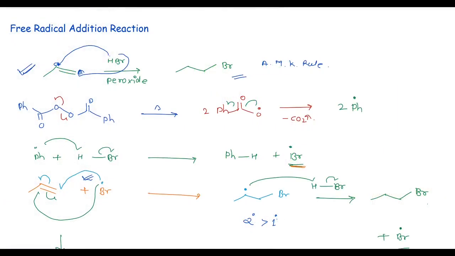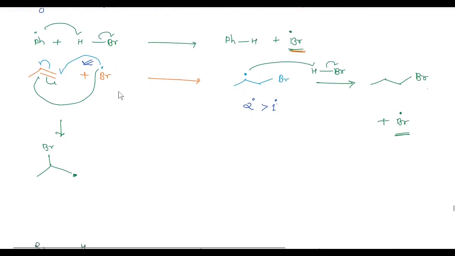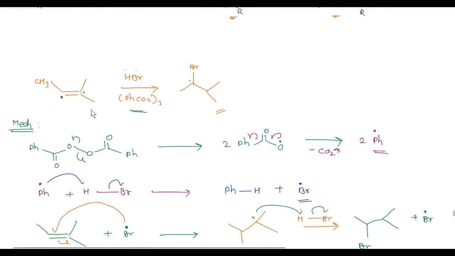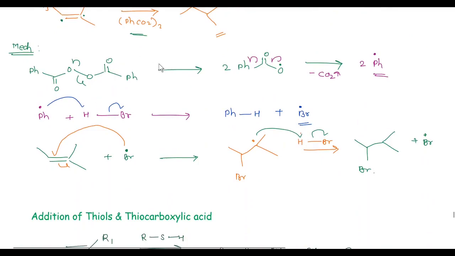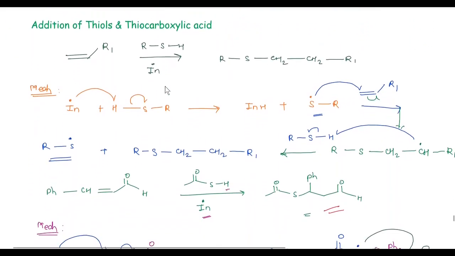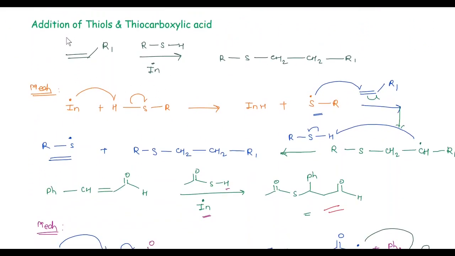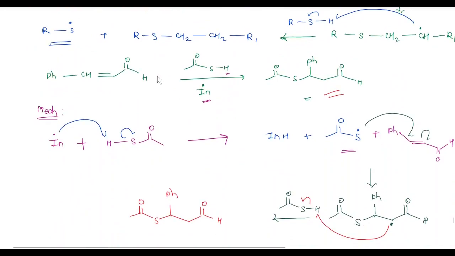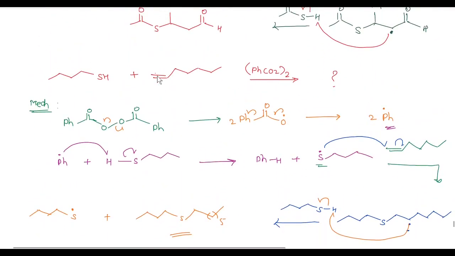Before we proceed, let us revise what we learned in the last lecture. In the last lecture, we discussed the free radical addition reaction in which HBr in the presence of peroxide adds to the alkene via anti-Markovnikov's rule, with stereochemistry and problems based on free radical addition of HBr. Next, we discussed the addition of thiols and thiocarboxylic acid and problems based on it.